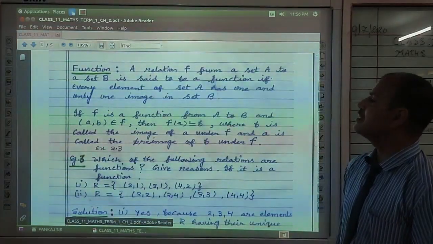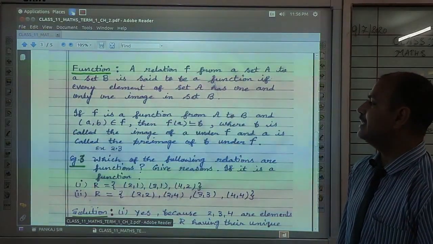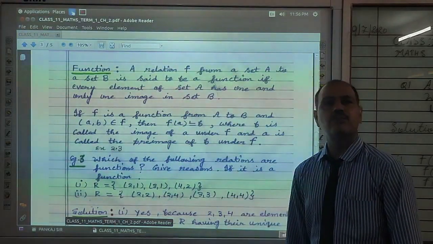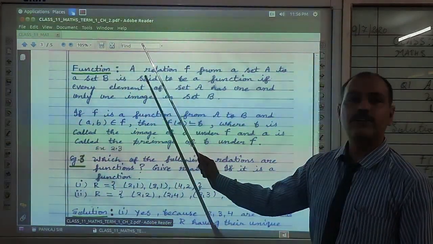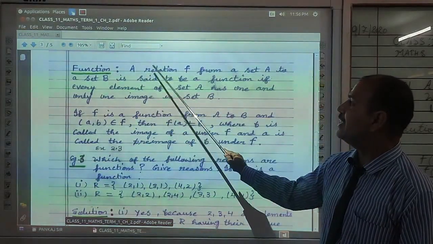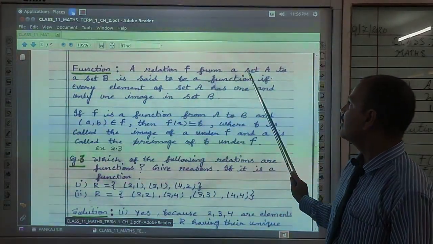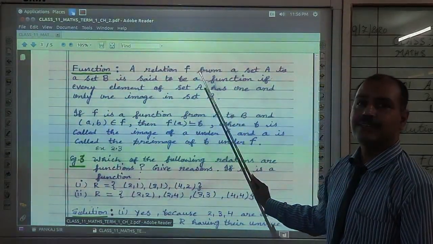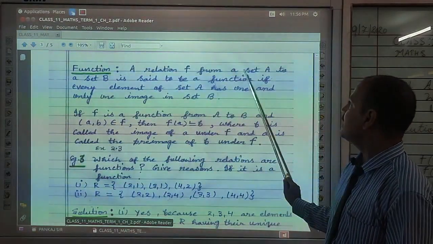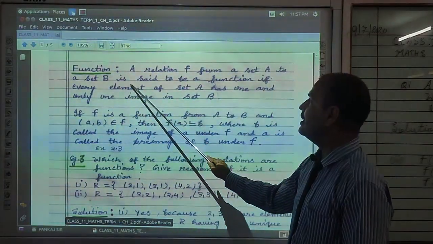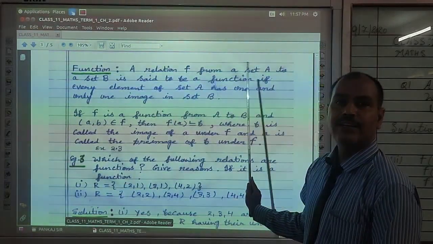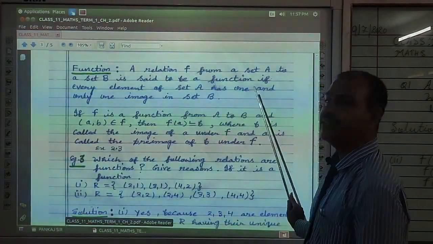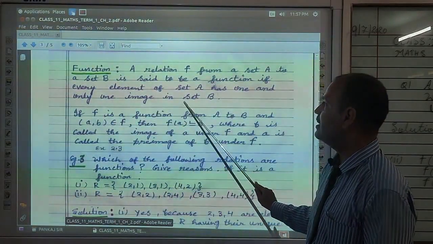Exercise 2.3 is based on function. So first, what do you mean by a function? According to the definition of function, a relation f from a set A to a set B is said to be a function if every element of set A has one and only one image in set B.